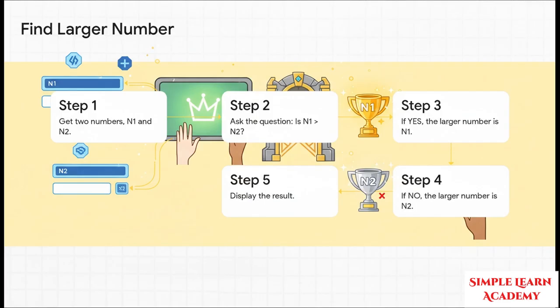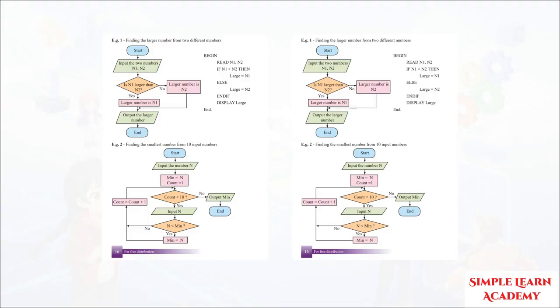Seriously. First, you need your ingredients, right? In this case, two numbers. That's our input. Then, you have to make a decision. Is the first number bigger than the second? And based on that yes or no answer, you get your result, your output. See? It's the same pattern. Input, process, output.